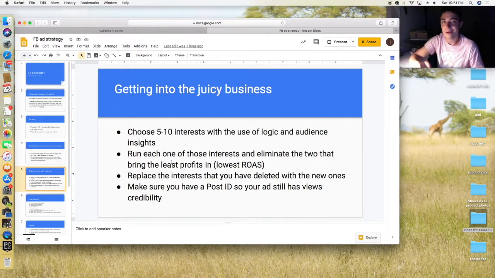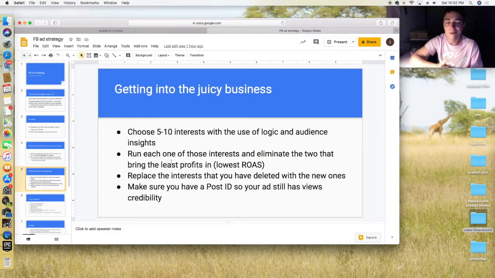Now, again, once you eliminate them, you don't want to just forget about it. You want to keep testing new ones and new ones and new ones, because the interests that are doing really well might get saturated over time. People might start catching on, or they just see your ad too many times. So audience fatigue might kick in. So you've got to make sure you're always testing more, because the more data you have, the more information your pixel has to work with.